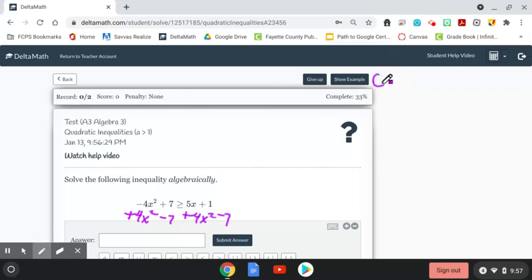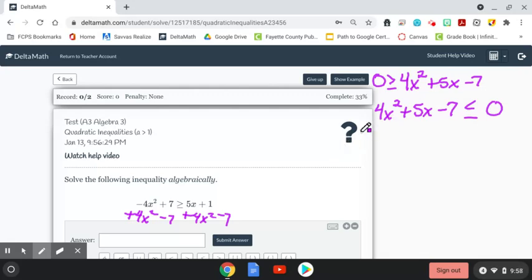Zero is greater than or equal to 4x squared plus 5x minus 7. And if we want the 0 to be on the right, I can rewrite it. I can say 4x squared plus 5x minus 7. Just have to make sure that's still pointing towards the inequality. So this time it would be less than or equal to 0.